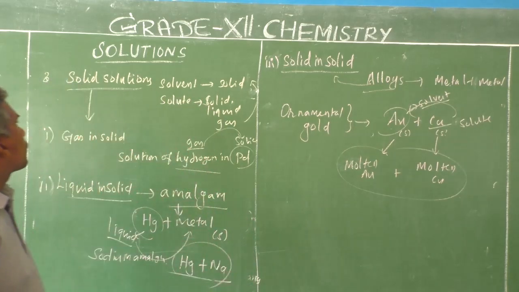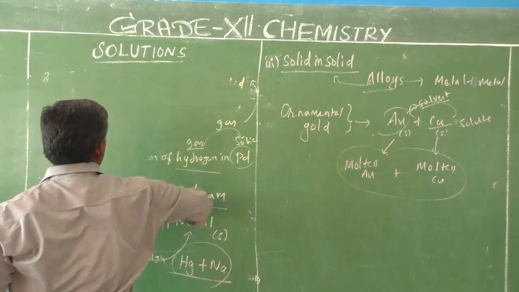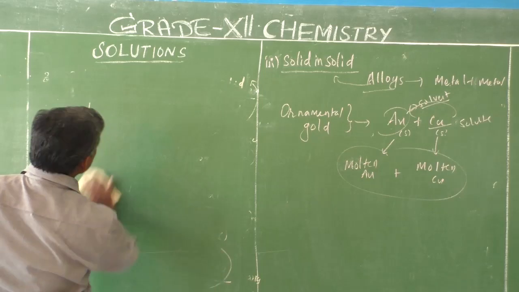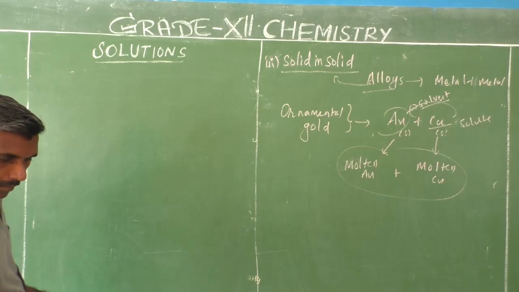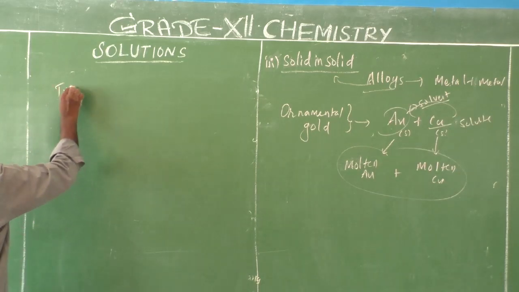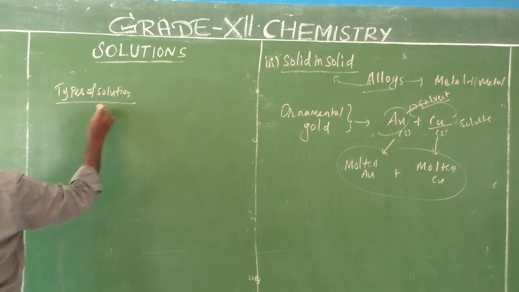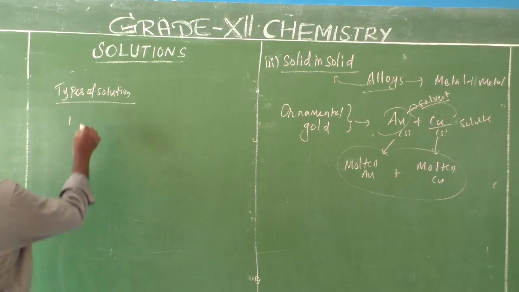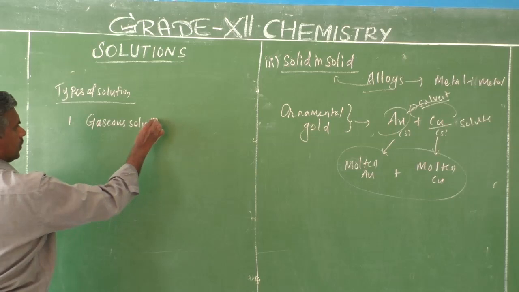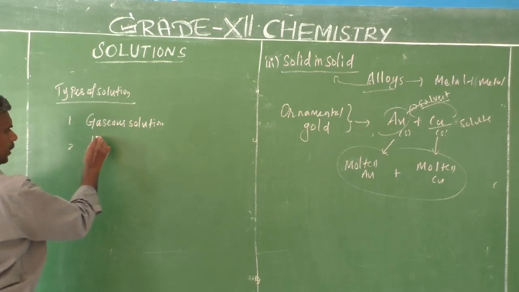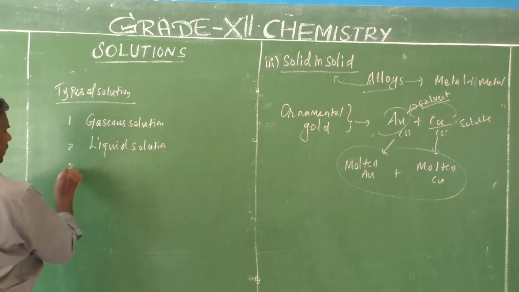So this is a different type of solution. Three types: one is a liquid solution, gaseous solution, and solid solution. Types of solution. First we will learn about gaseous solution. Second, liquid solution. Third, solid solution.